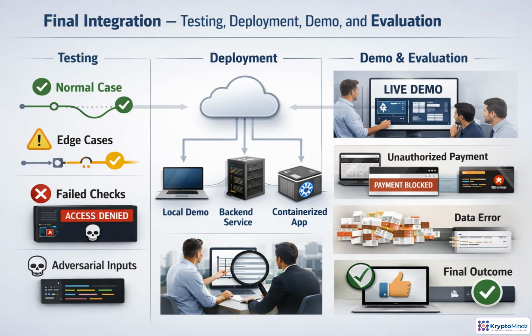Final integration is where your agent stops being just a prototype and starts becoming evidence. Test the normal workflow, then deliberately stress it with edge cases, missing data, invalid inputs, and adversarial prompts. Confirm that guardrails block unsafe actions, especially unauthorized payments or unsupported contract calls. Choose a deployment pattern that fits your project. Then rehearse a concise demo showing the problem, architecture, live run, logs, safety controls, and outcome.